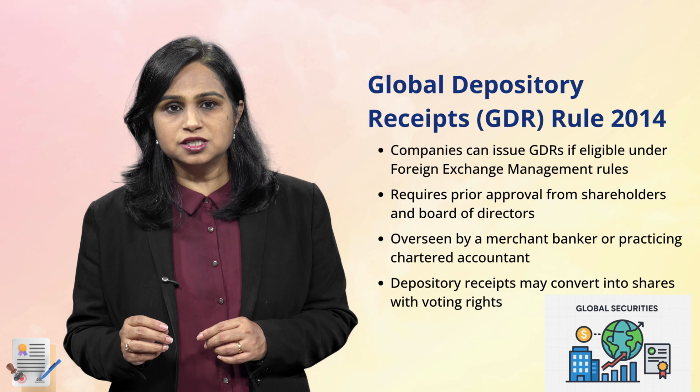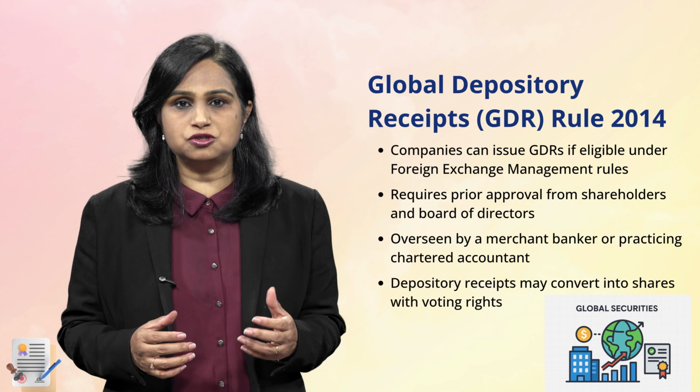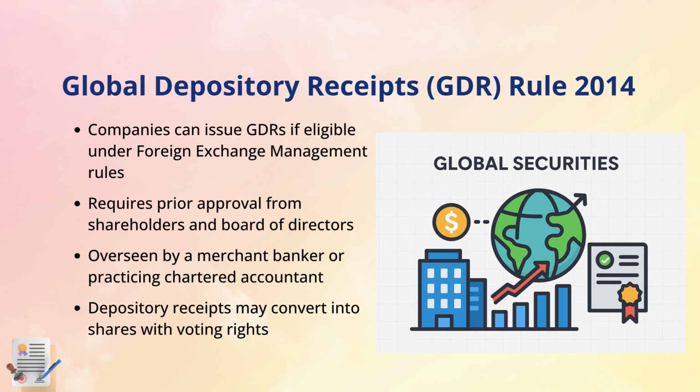The depository receipts will be issued by an overseas depository bank appointed by the company. Depository receipts can be issued through a public offering, private placement, or any other method commonly used abroad and may be listed or traded on an overseas exchange or trading platform. The company should also appoint a merchant banker or a practicing chartered accountant to oversee the issue. SEBI further says that a holder of depository receipt may become a member of the company and can be given the voting rights if the depository receipts are converted into underlying shares.